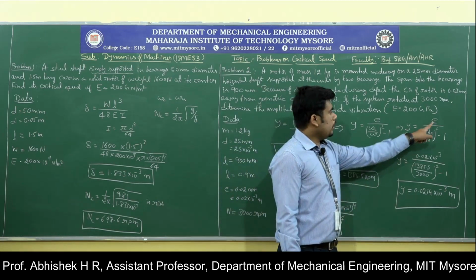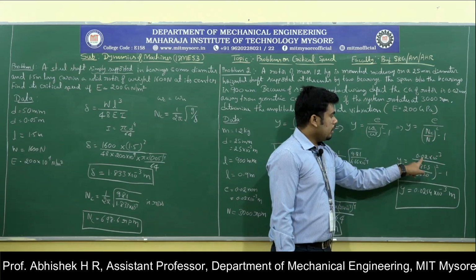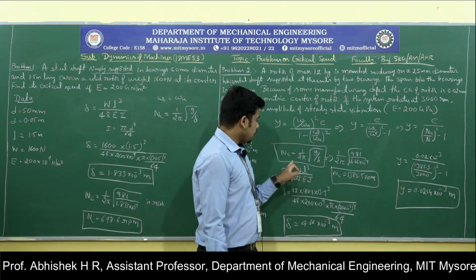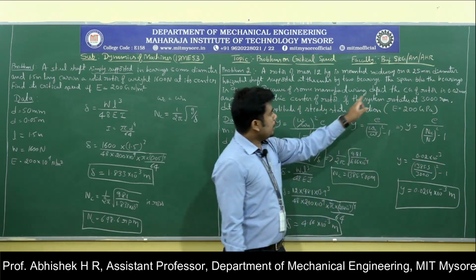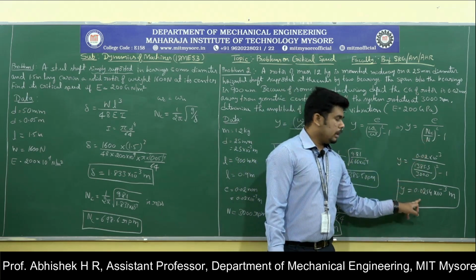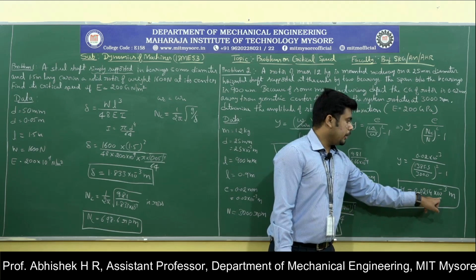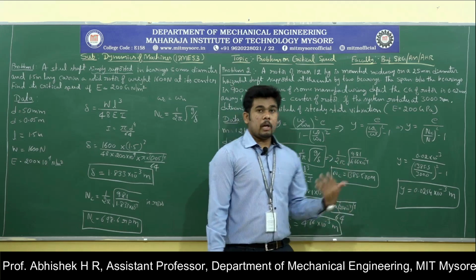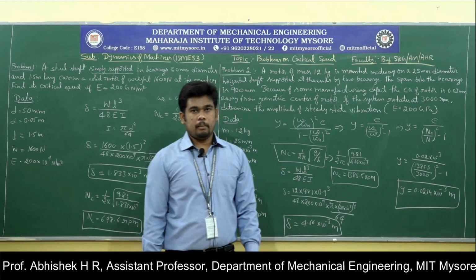So Y is equal to E by (Nc by N) whole square minus 1. So Nc is 1385.5, which we have got from this, and N is given in the problem, the system rotates at 3000 RPM. If you do the calculation, we'll get the amplitude as 0.0254 into 10 to the power of minus 3 meter. So this is how we are going to calculate the amplitude of the steady state vibration.